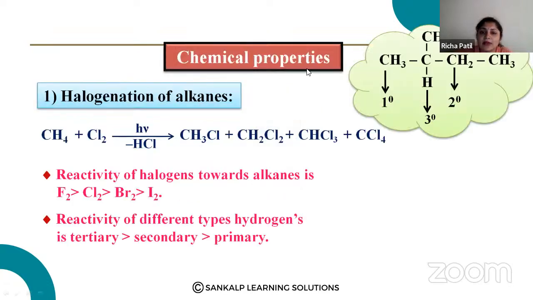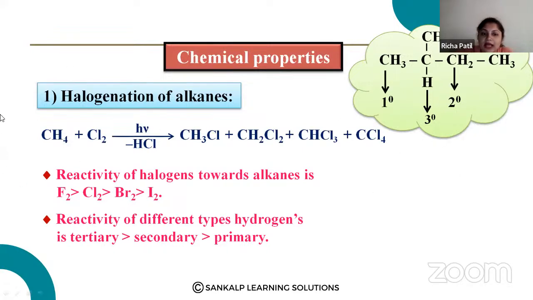Next, we'll see the chemical properties of alkanes. First is halogenation of alkanes, where you are adding a halogen. See here, methane is reacted with Cl2 in the presence of hν, which is light. Then you get a series of molecules: CH3Cl, then CH2Cl2, CHCl3, plus CCl4. These are the series of compounds you get here.